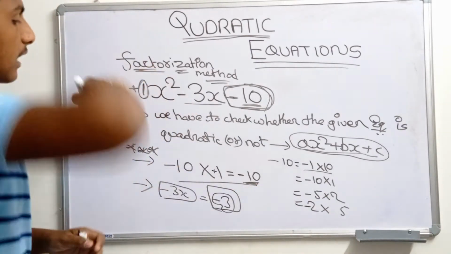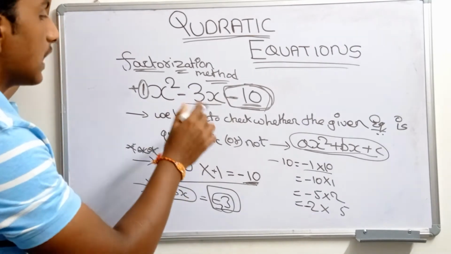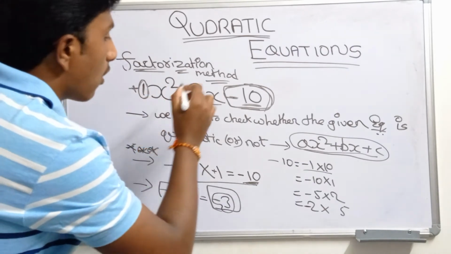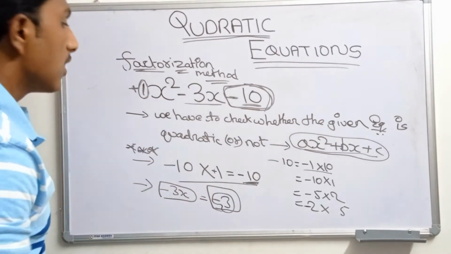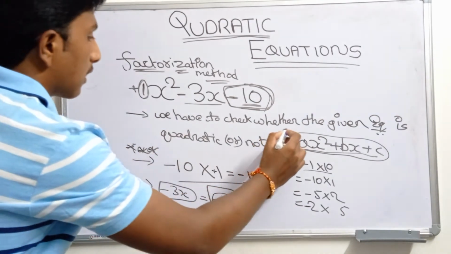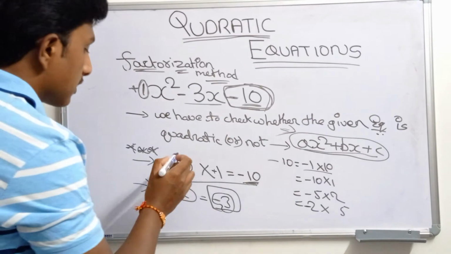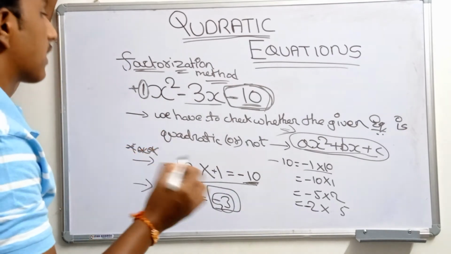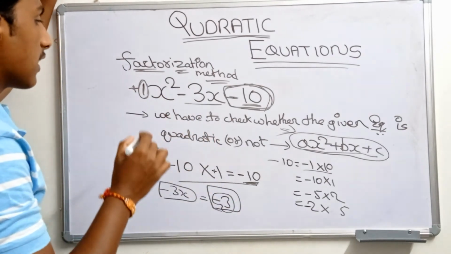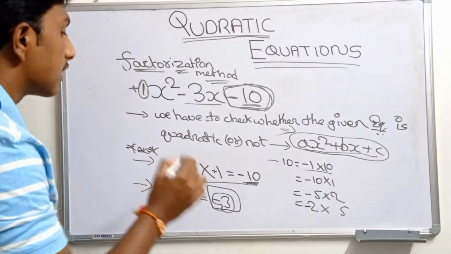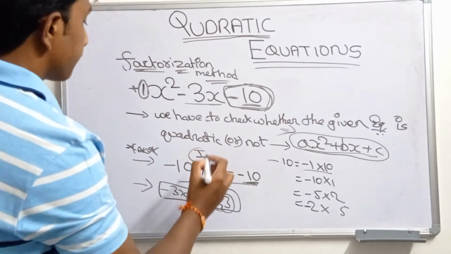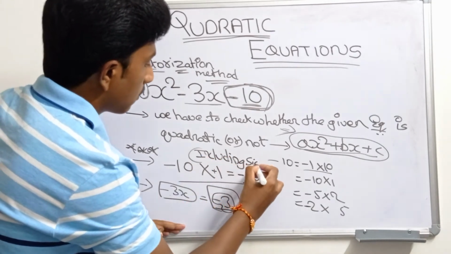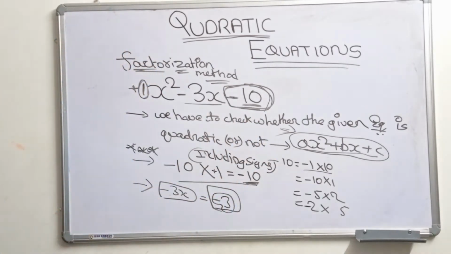Okay, guys? Again, I am repeating the three rules. We have to check whether the equation is quadratic or not. That is the first rule. After that, we have to check whether the equation is in the form of x square plus bx plus c equals 0. We can take it as a sub point. And coming to the second rule, we have to multiply the constant term with the coefficient of x square, including the signs. I am writing it here. Including the signs. Okay, guys, that is the second one.